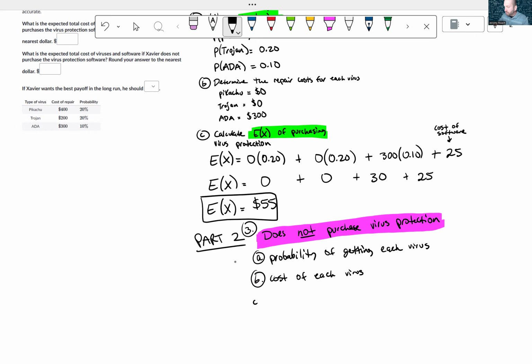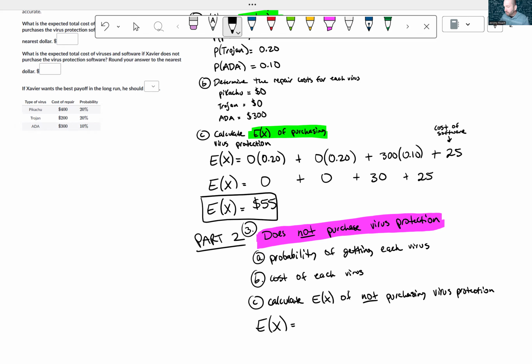And then for part C, we're going to calculate the expected value of not purchasing the virus protection. And so if he doesn't purchase it, he doesn't have to pay the 25. So we don't have to worry about adding anything extra onto there.